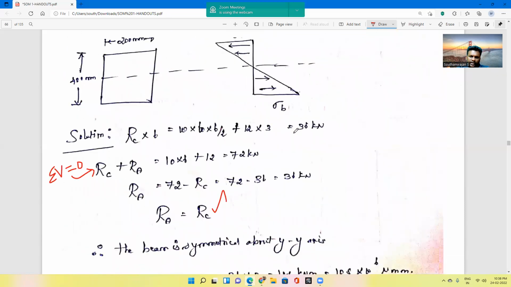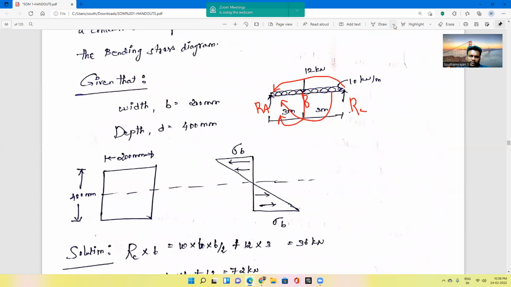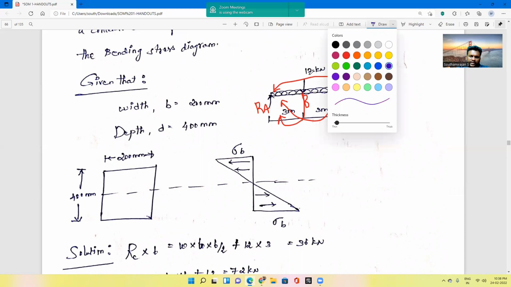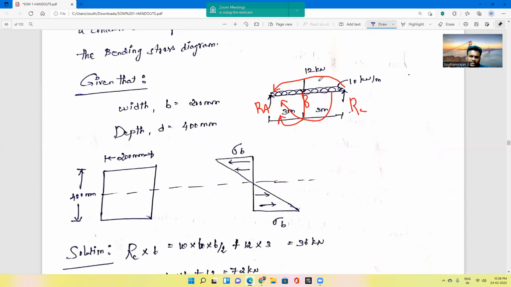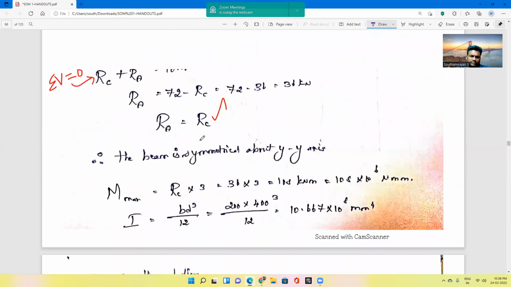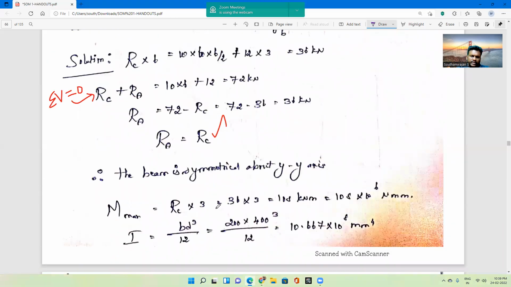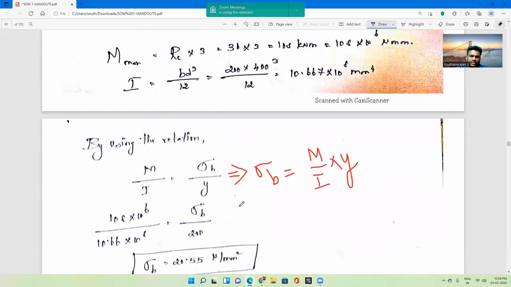Next, in order to calculate the maximum bending moment, the maximum bending moment will occur at the center. So we want to take all the forces to the center B point. That is RC into 3, 36 into 3, that is 108 kilonewton meter. Converting kilonewton into Newton with 10 power 3, and meter into mm with 10 power 3, so 108 into 10 power 6 Newton mm. So we have calculated the moment value.